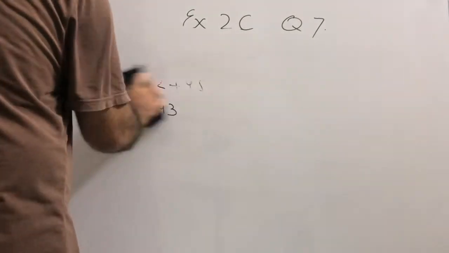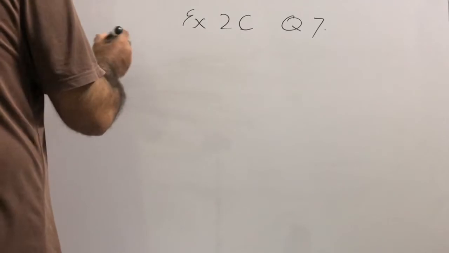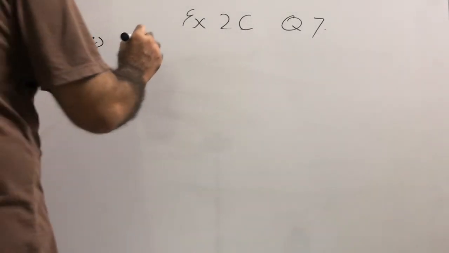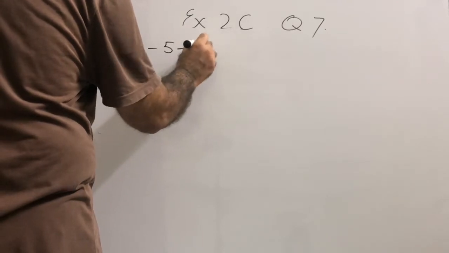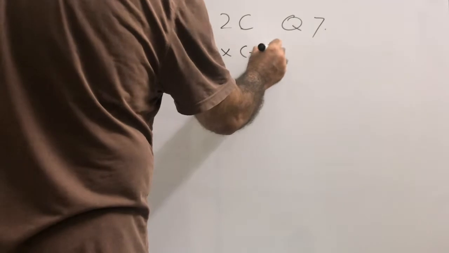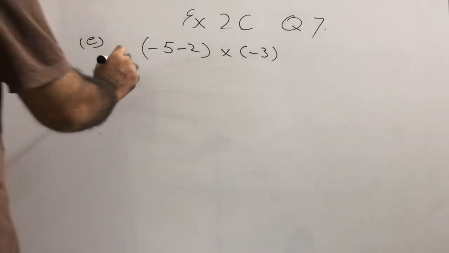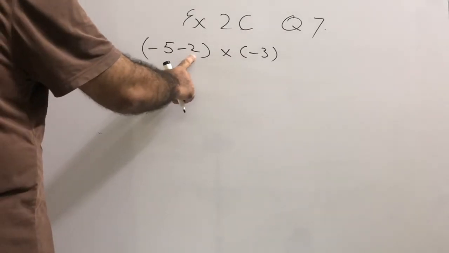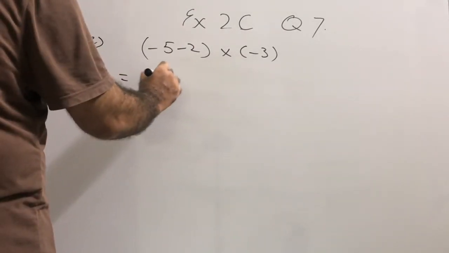Now we move ahead to part E, which is minus 5 minus 2, bracket, multiplied by minus 3. First we need to solve this bracket. This is a loan, $5. This is a loan, $2. Just add the loans, it becomes minus 7.